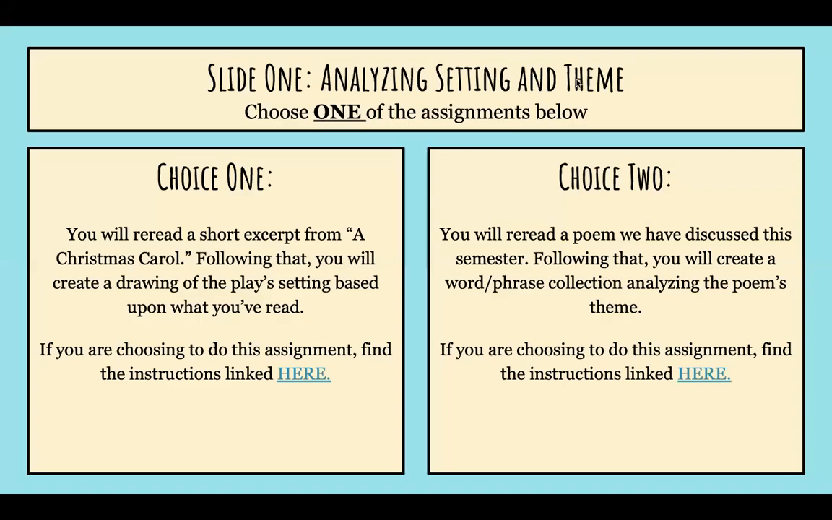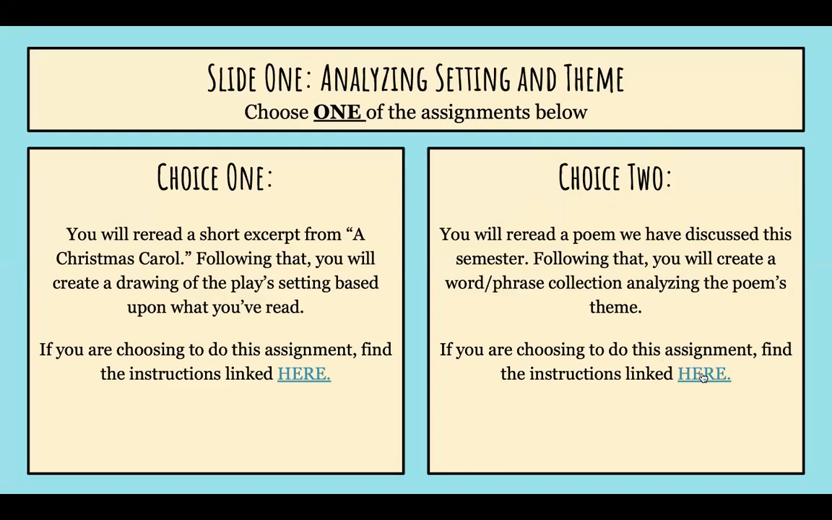Hey everyone, in this video I will be walking you through how to set up your assignment for choice 2, for the analyzing setting and theme slide. So if you've chosen to do this one, you are going to be rereading one of the poems that we've previously read this year, and then you're going to be creating a word slash phrase collection of important things that you're seeing in that poem. You'll use that to figure out what you think the poem's theme is.